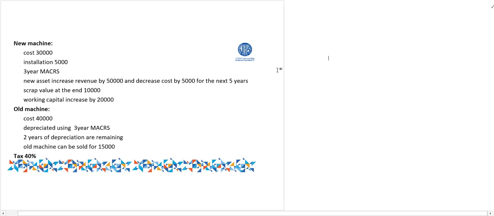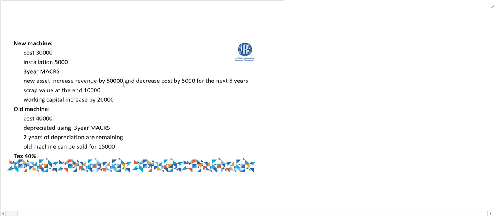Bismillahirrahmanirrahim. So let us take one more example for an asset replacement project, but this time the information is given directly here. Information regarding the new machine, information regarding the old machine. See, new machine, cost is equal to 30,000. Installation charges 5,000. It comes under the 3 years MACRS class.